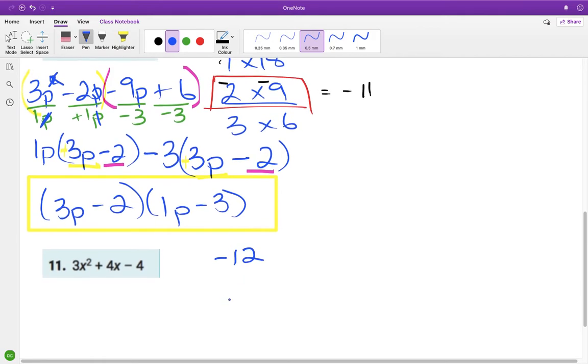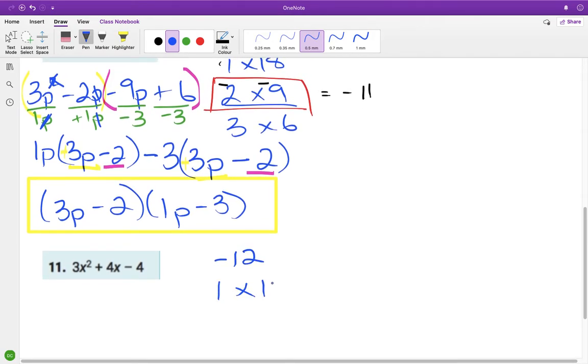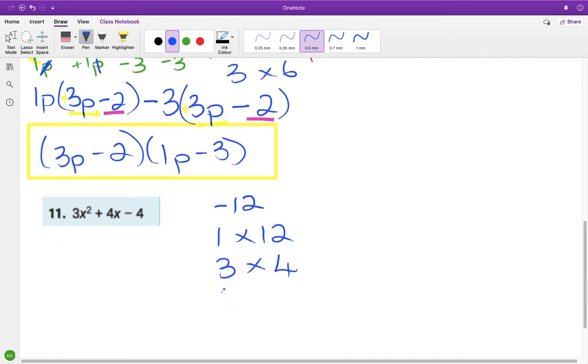Ignore the minus for now and just do your factors. So 1 by 12, 3 by 4, 2 by 6, and that's it. Okay, so I'm trying to generate a plus 4 out of these. Like I said, get the number first and worry about the sign later. If I add 1 and 12, I get 13, and if I subtract, I get 11. Neither of them is 4, so that's not going to work.